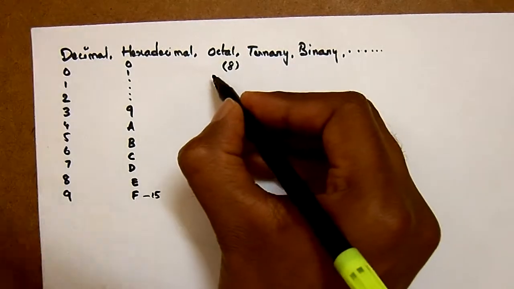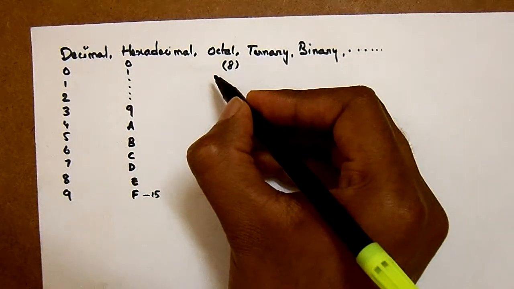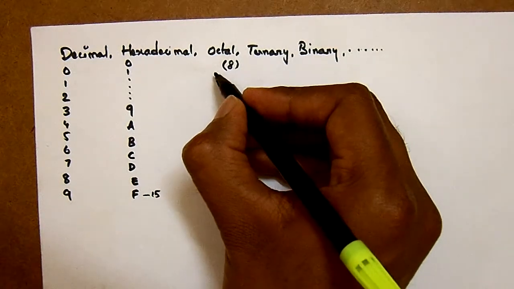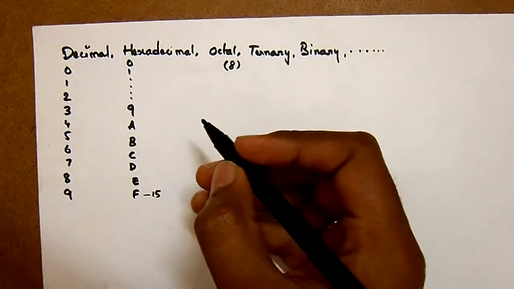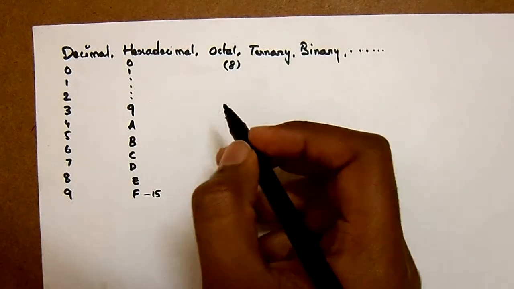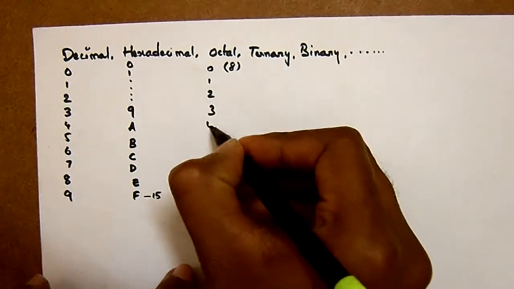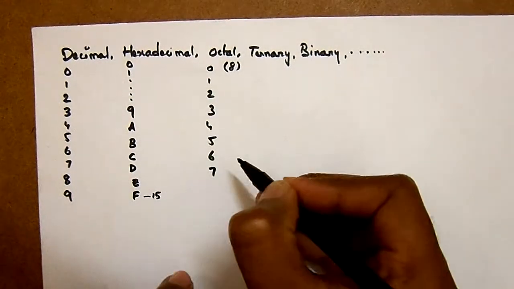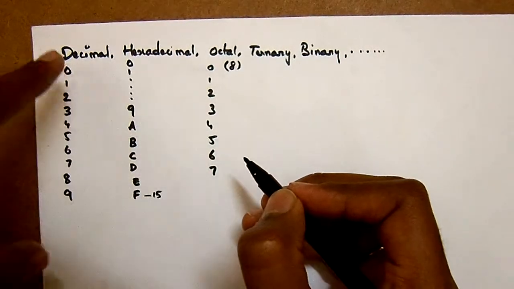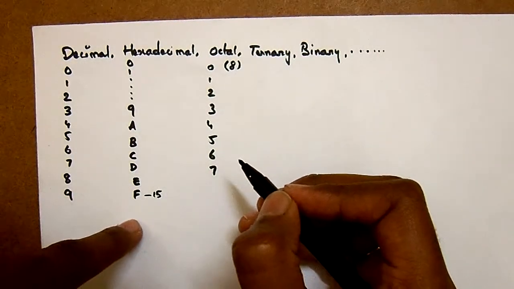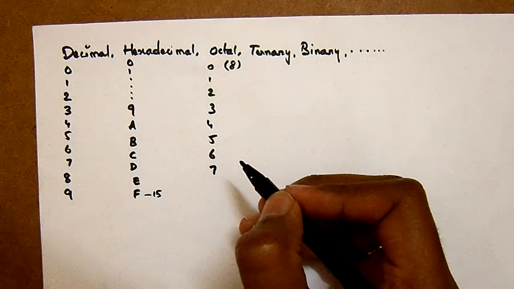Octal is 8. So it means that the maximum number of digits that we have in this number system is only 8. So if we are starting the number system with 0, then the maximum we can go up to is 8 minus 1, that is 7. So it is 0, 1, 2, 3, 4, 5, 6, 7. So these are the only digits that we have in octal number system.